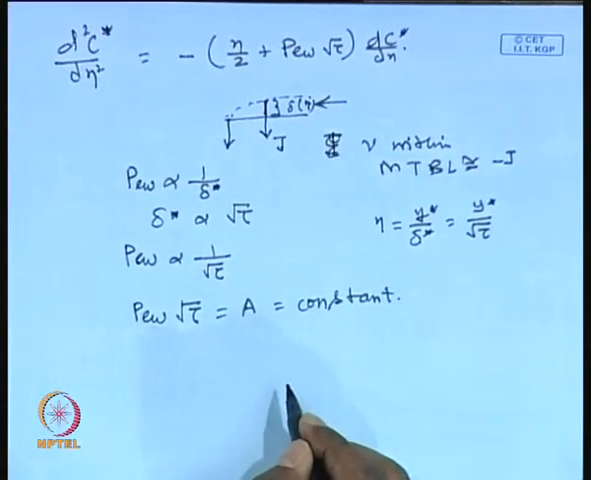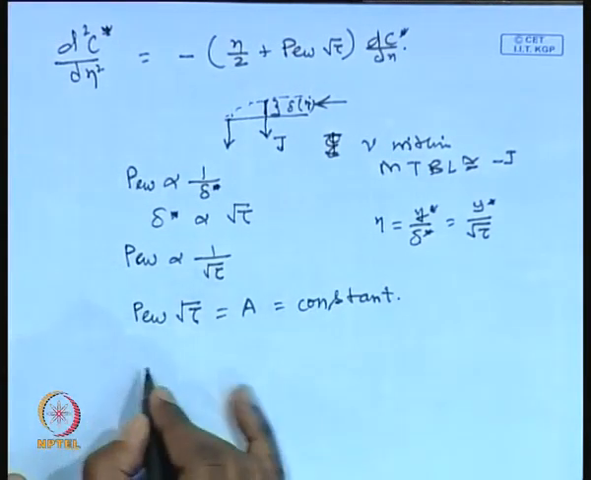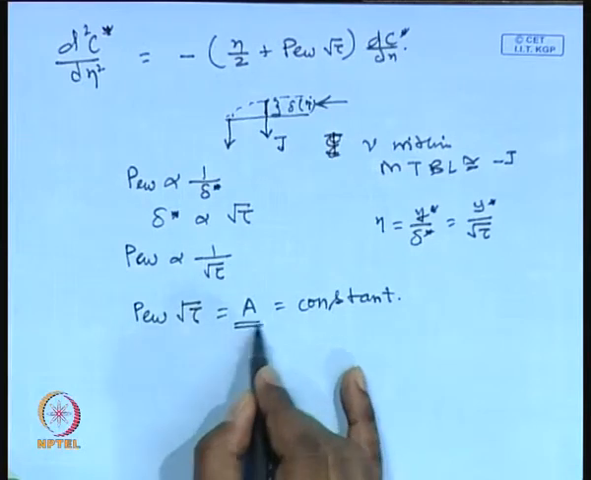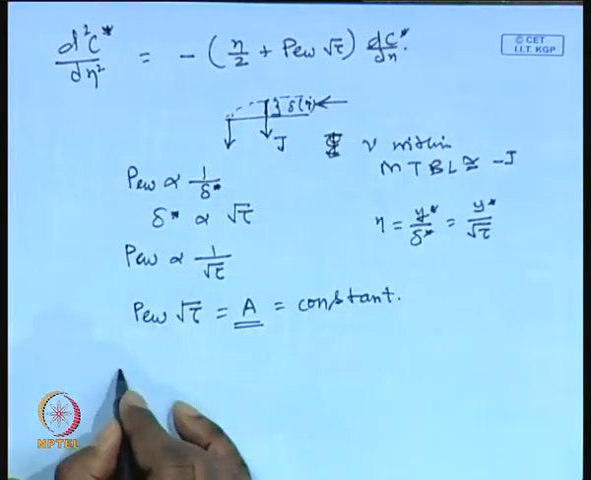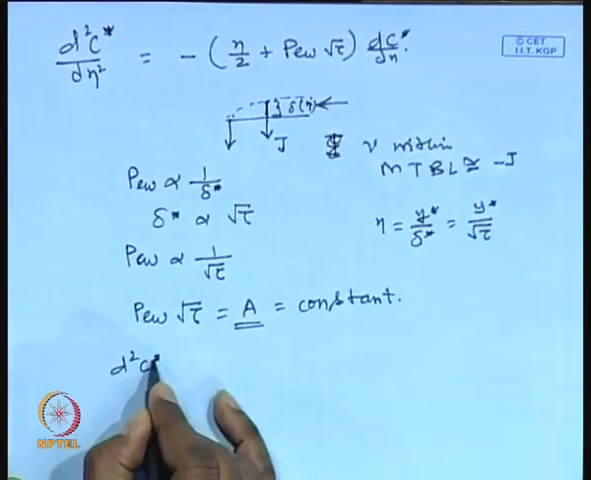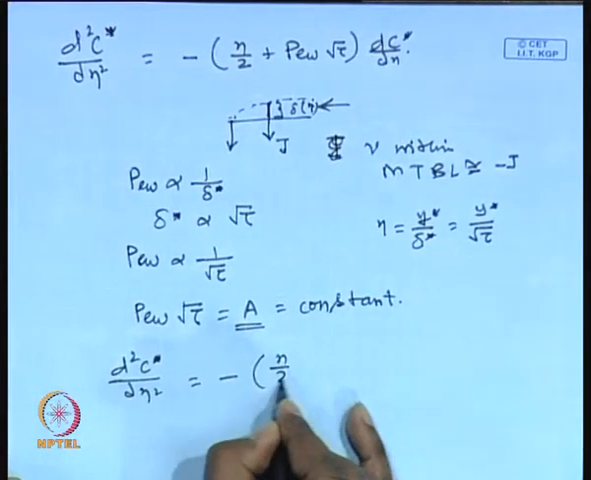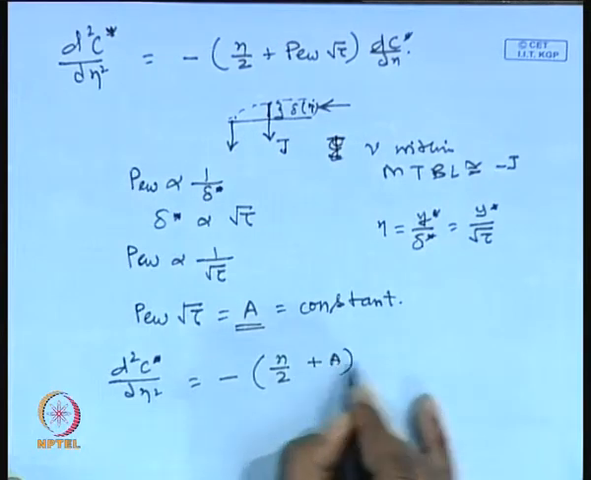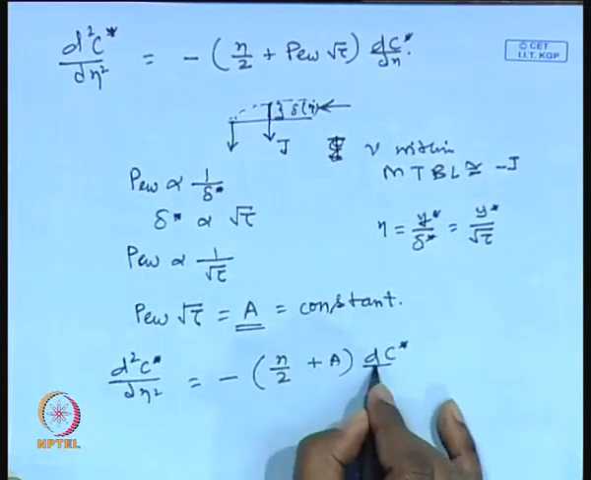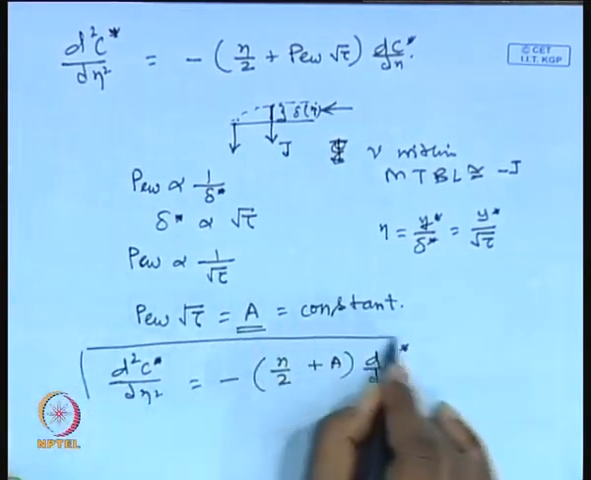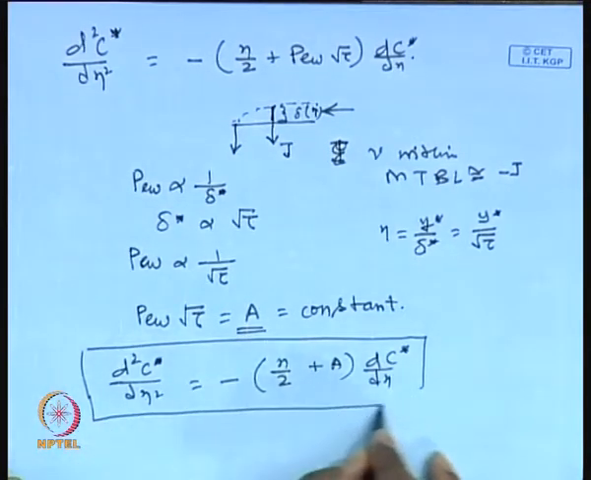And we call this constant A. In terms of this new constant, we can now rewrite our governing equation as d square c star d eta square is equal to minus (eta by 2 plus A) d c star d eta. Now we have to solve this equation. At the same time, we have to write down the boundary conditions in terms of eta as well.